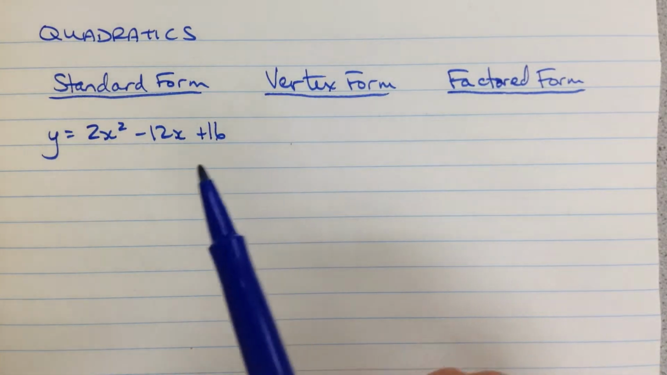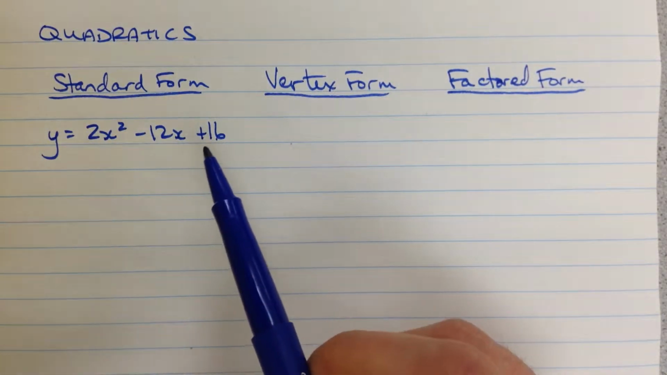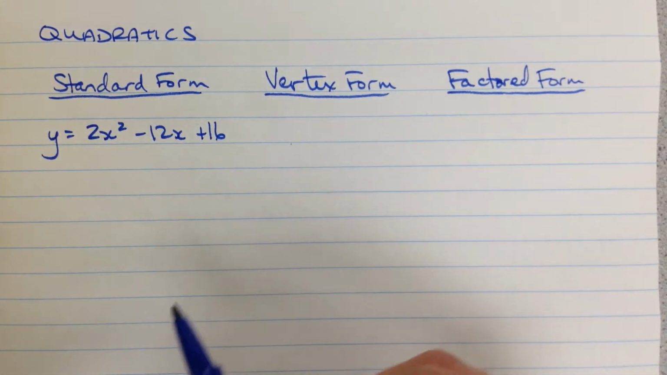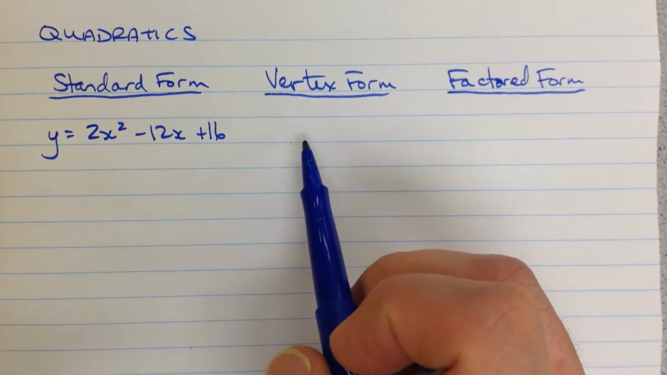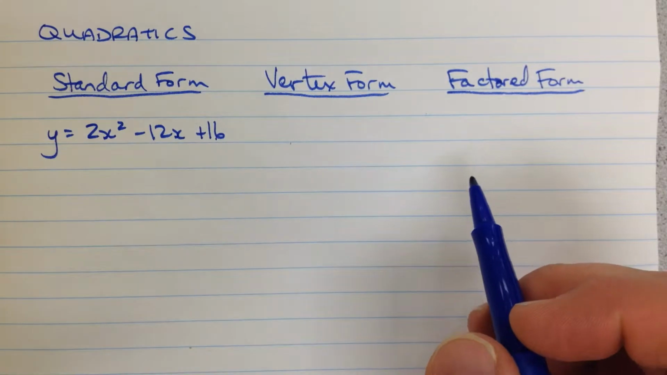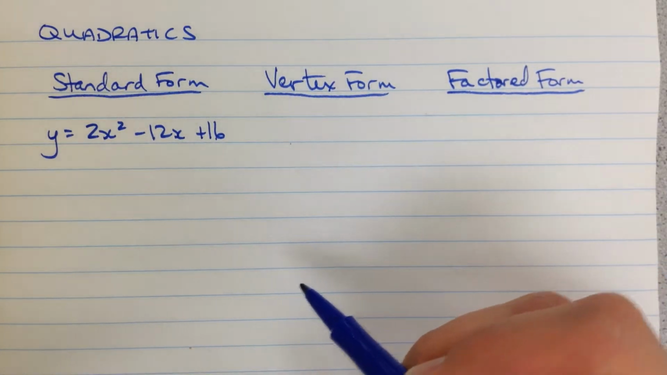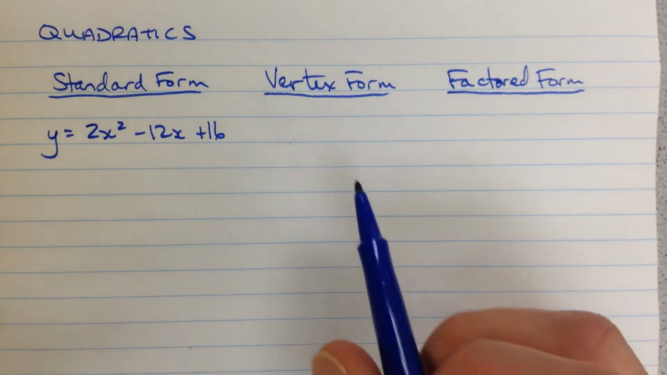So let's say you've got a quadratic in standard form and you need to graph it. You have a few options. You could make a table of values, you could convert it to vertex form, or you can convert it to factored form, or some combination of those things. So let's practice this up real fast.